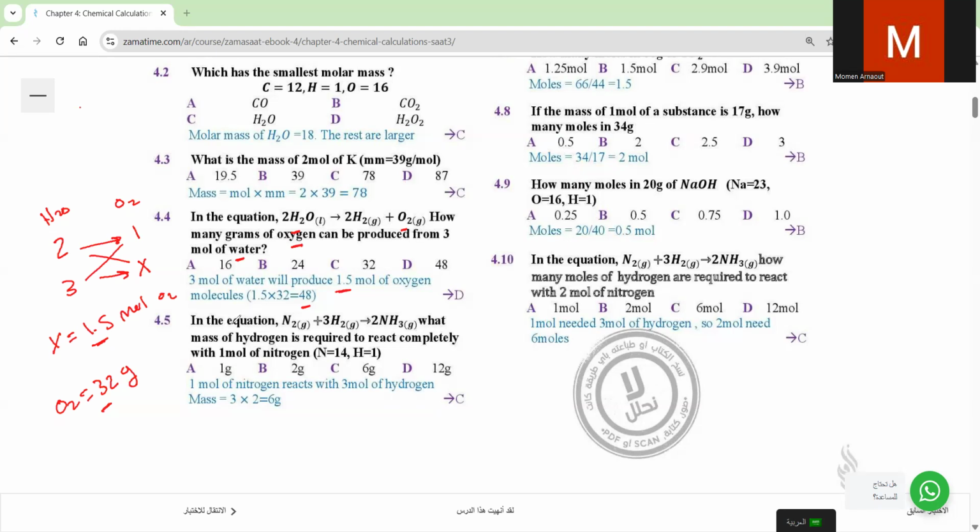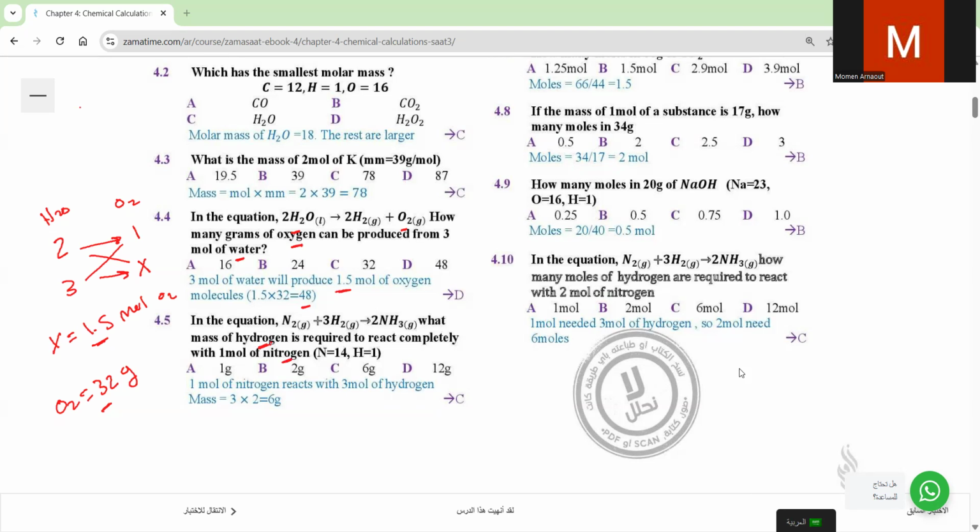Okay. In the equation N2 plus 3H2 giving 2NH3, what mass of hydrogen is required to react completely with 1 mole of nitrogen? Okay, the same idea. What are the two substances in the question that you should focus on? What mass of hydrogen is required to react completely with 1 mole of nitrogen?